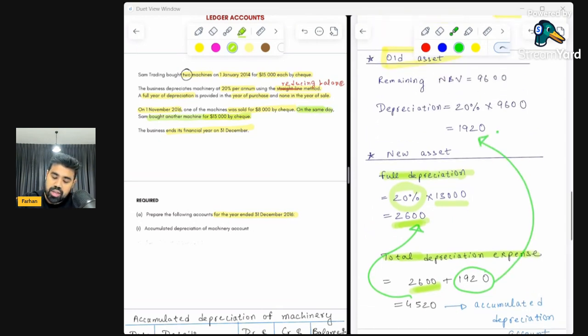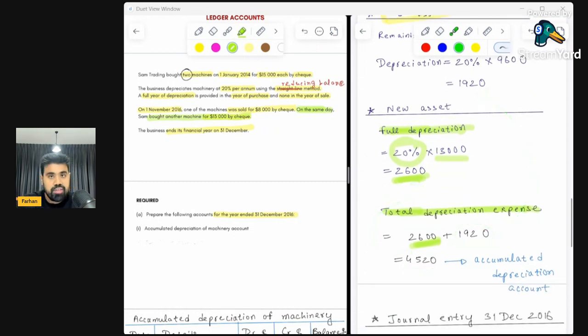The asset which we had sold obviously has no depreciation, but one of the old assets still remains in the books, and that has a depreciation of $1,920, which is added with the depreciation of $2,600 for the new asset which we purchased. Altogether, it gives us $4,520 as the total depreciation expense for the remaining assets. Okay? And this amount is to be transferred to the accumulated depreciation ledger account.